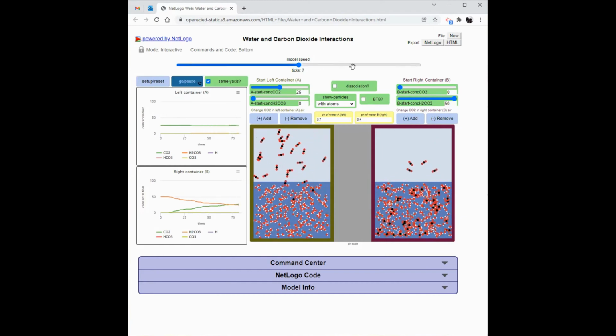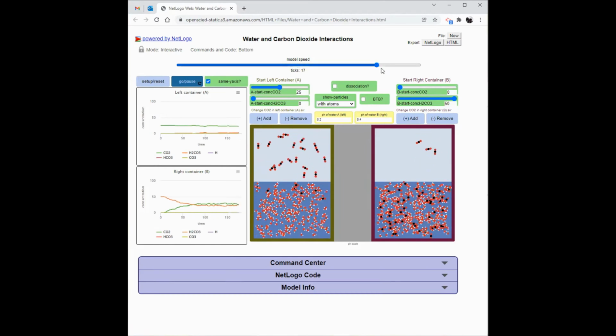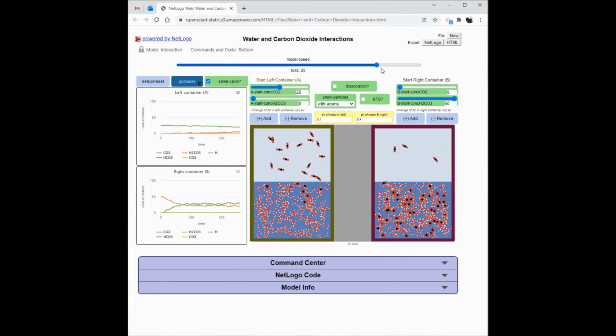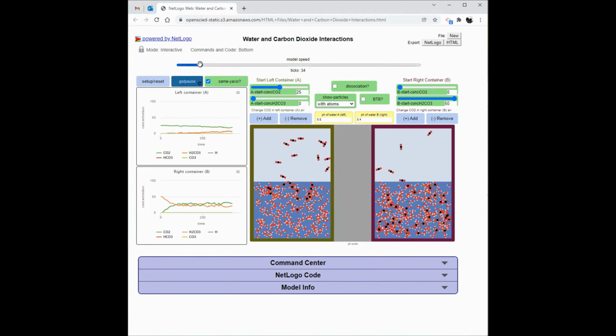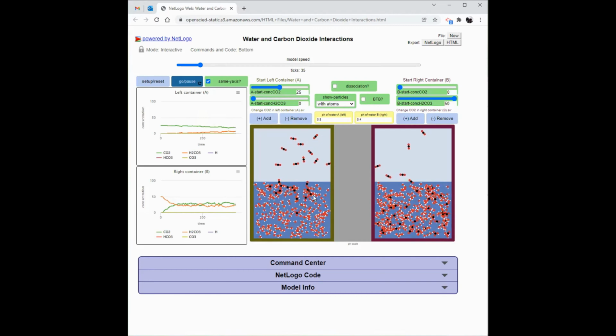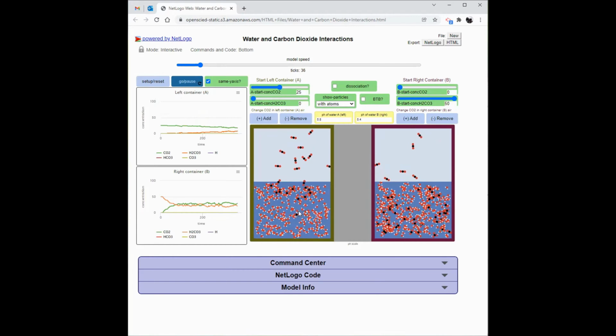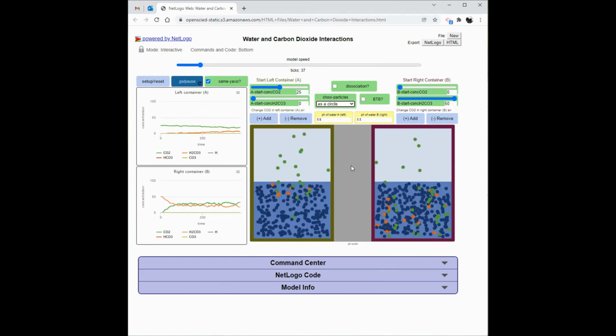And a couple things we can do while the experiment runs are speed it up. This is helpful if you want to see how the system evolves over time. We can also slow it way down, which helps us see what's happening with individual particles. Now, it's a little bit tricky in this view to see reactions occur, although it is kind of nice to be able to see that we have water molecules floating around, and then we have carbon dioxide molecules floating around here. We can also change it to a circle view.